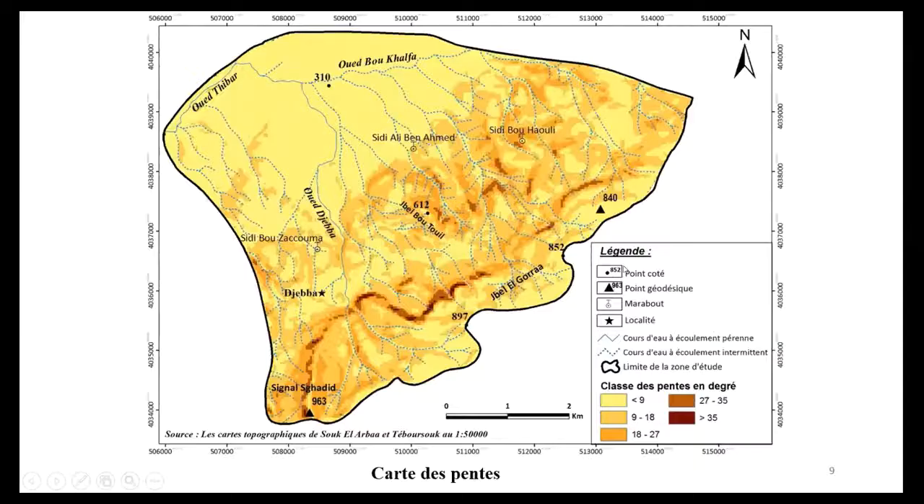Les pentes sont souvent très raides et s'adoucissent vers la plaine. On remarque deux alignements de pentes très fortes, toujours de plus de 27 degrés. Et entre eux, les replats présentent des pentes douces, qui sont toujours recherchées par l'homme pour s'installer.